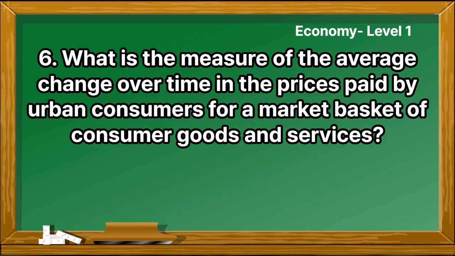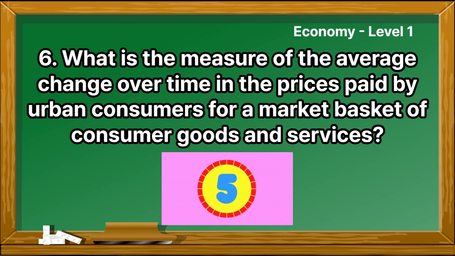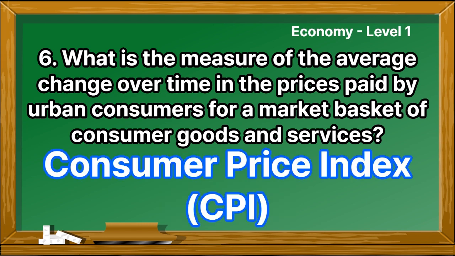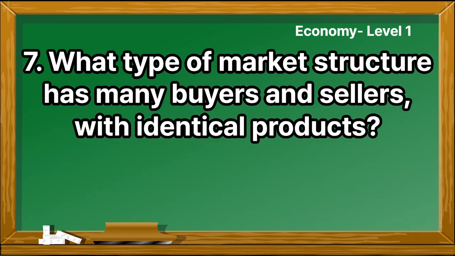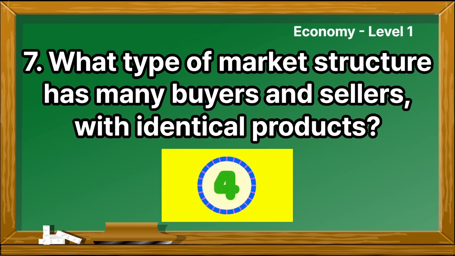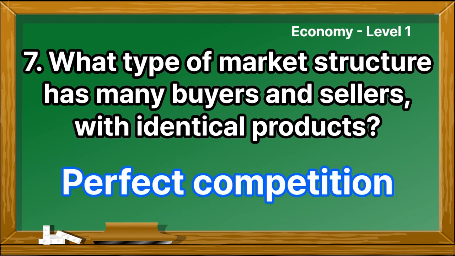What is the measure of the average change over time in the prices paid by urban consumers for a market basket of consumer goods and services? Consumer price index. What type of market structure has many buyers and sellers, with identical products? Perfect competition.